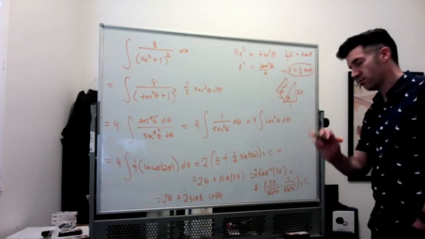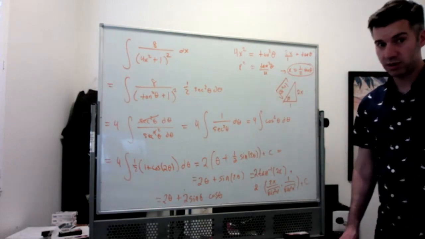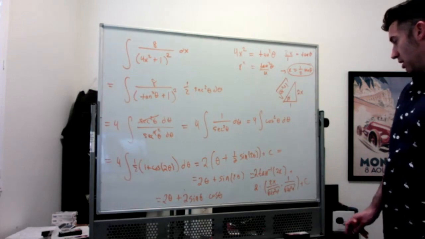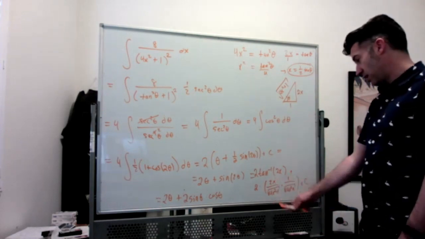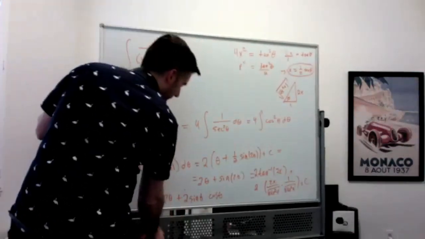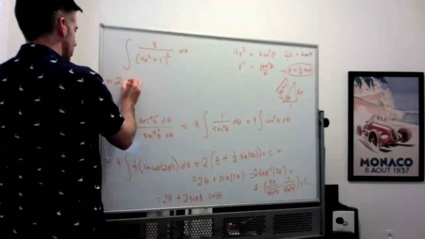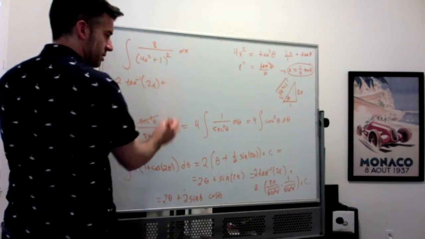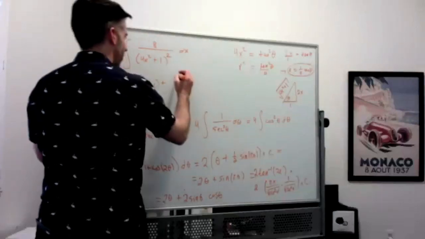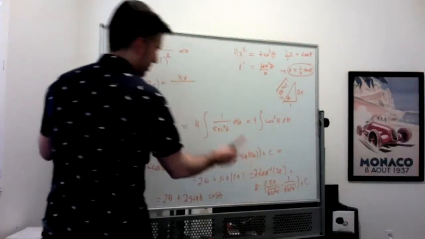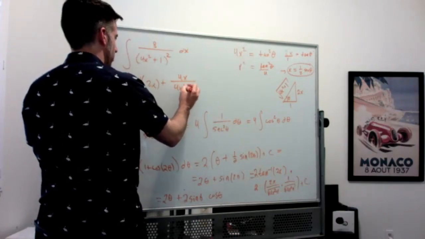Plus c. It's kind of gross. Most of these are pretty gross. If you wanted to, you could totally multiply this together. And if you really wanted to, you could write your final answer as 2 times the inverse tangent of 2x plus 2 times 2x is 4x over the square root of 4x squared times the square root of 4x squared plus 1 is 4x squared plus 1.